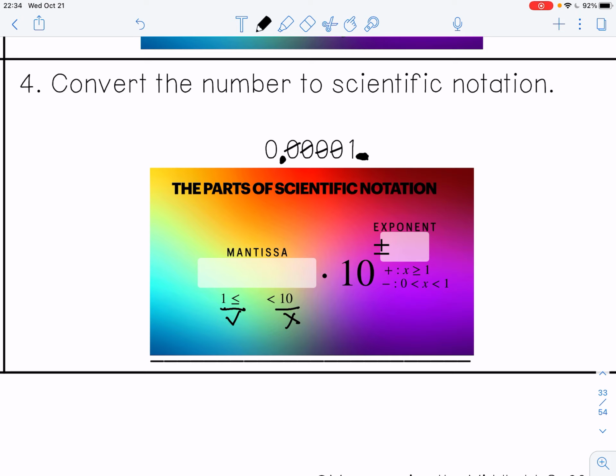So really, that would just get us to the number 1. Is 1 between 0 and 10? Well, no, but is our mantissa allowed to be 1? Yes, it is. So 1 is our mantissa. And now we need to find our exponent. Our exponent is how many times we moved the decimal. That was 1, 2, 3, 4, 5 times we had to move it. So our exponent is 5.